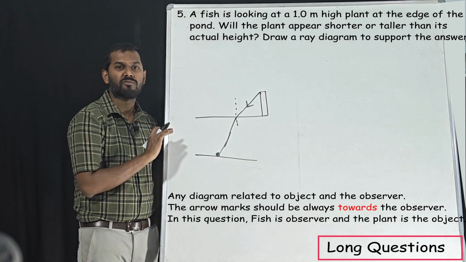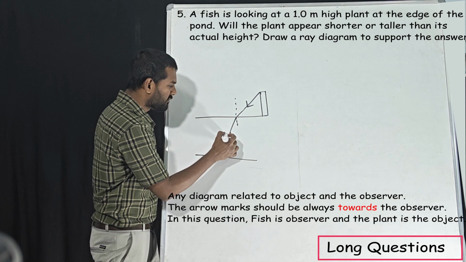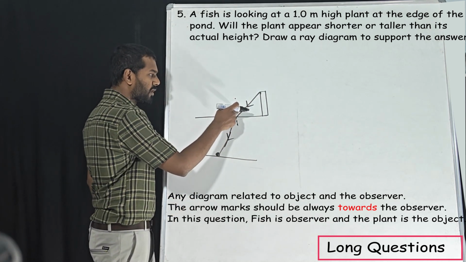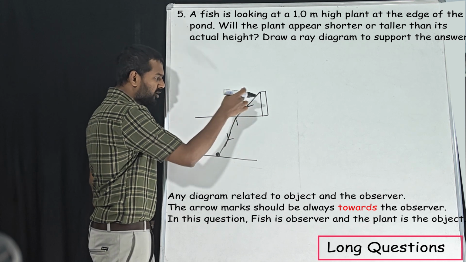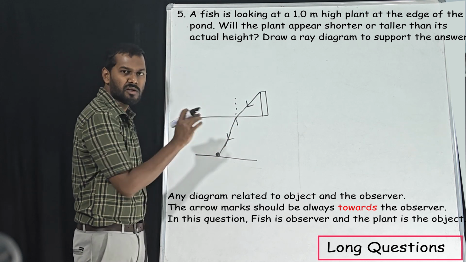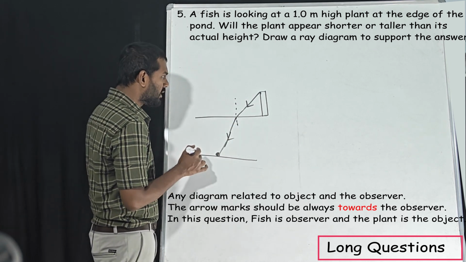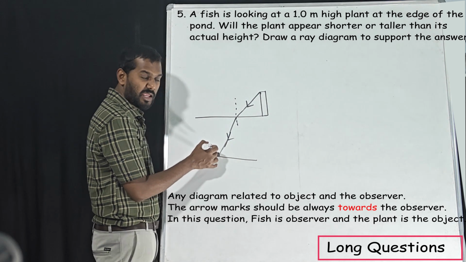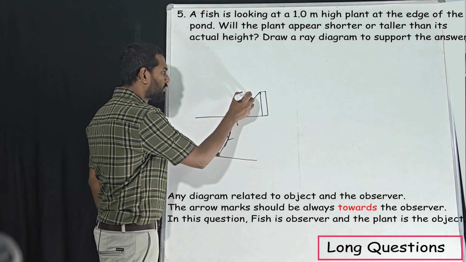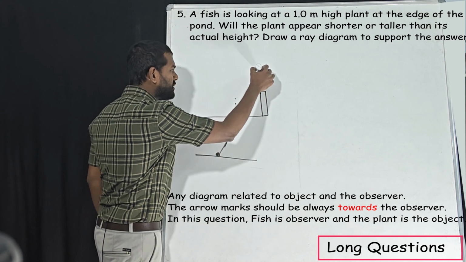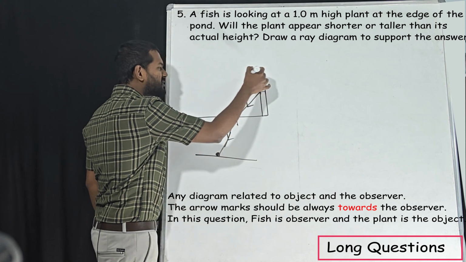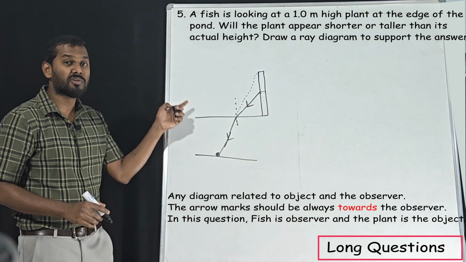If the arrow mark is wrong, then everything will be wrong. Because of the refraction, it gets refracted from rarer to denser, the speed reduces, so it goes towards the normal. So this is done. Now whatever the fish is seeing will not be seen here. If you extend this line properly in a straight way, whatever the height is there, this will be the height of the plant.